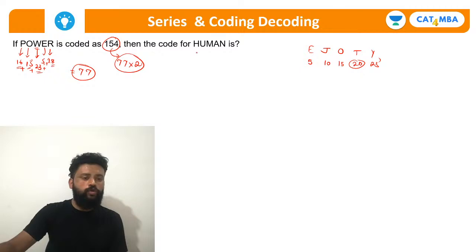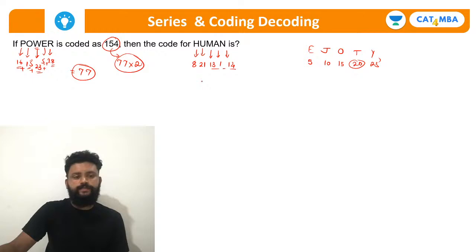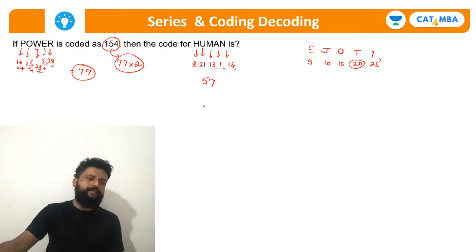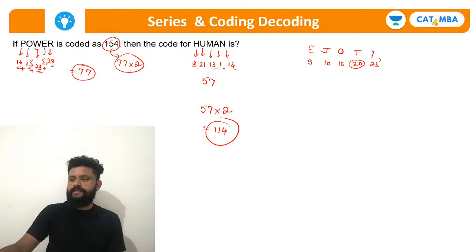So in the same way you can use the logic. 8, 21, M is 13, A is 1, N is 14, T is 20. 20 plus 21 plus 8 is 36, 57. And you double 57, the double will be 114. That's right, you got it correct.